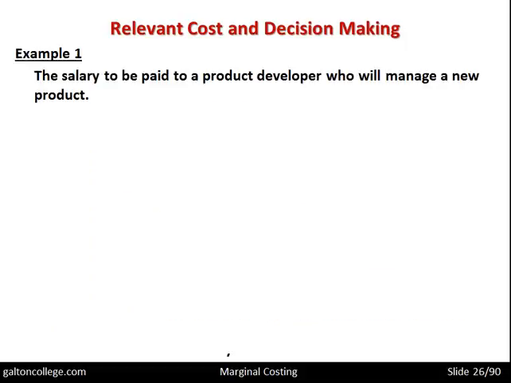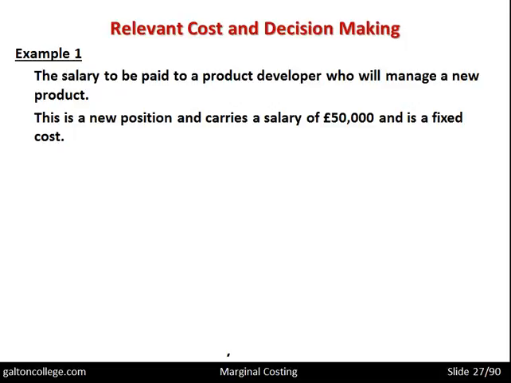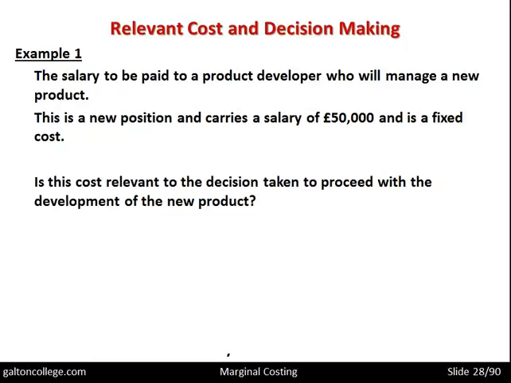Take an example. The salary to be paid to, say, a product developer who will manage a new product. Let's say it's a new position in the company and carries a salary of, say, £50,000 a year and is a fixed cost. So this product developer or product manager gets £50,000 a year. Now, the question is, is it relevant to the decision to proceed with the development of the new product? Is the cost relevant?